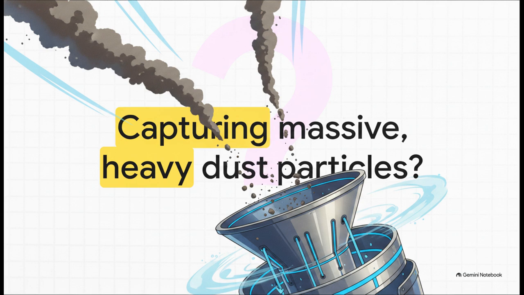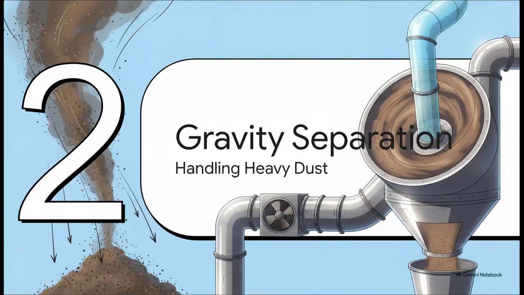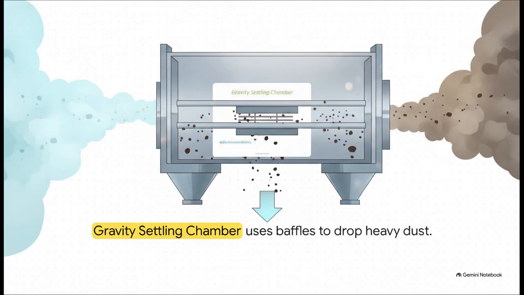You might be wondering, how do we actually capture massive, heavy dust particles efficiently? Well, for the heavy, visible soot and dust, we turn to the most universally understood physical force at our disposal: gravity. Which brings us to Section 2, gravity and inertial separation. For this macro-scale dust, we manipulate the actual environment the dirty air travels through. Take a look at how a gravity settling chamber uses basic physics to its absolute advantage.